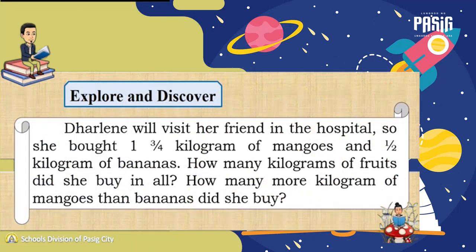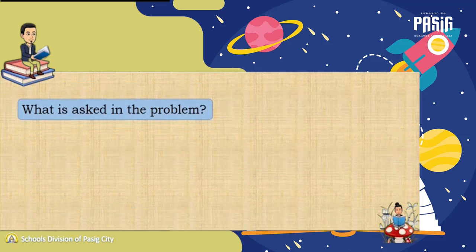Let's read and analyze kilograms of bananas. How many kilograms of fruits did you buy in all? How many more kilograms of mangoes than bananas did you buy? I hope you understand the problem. What is asked in the problem? There are 2 questions that we need to answer.